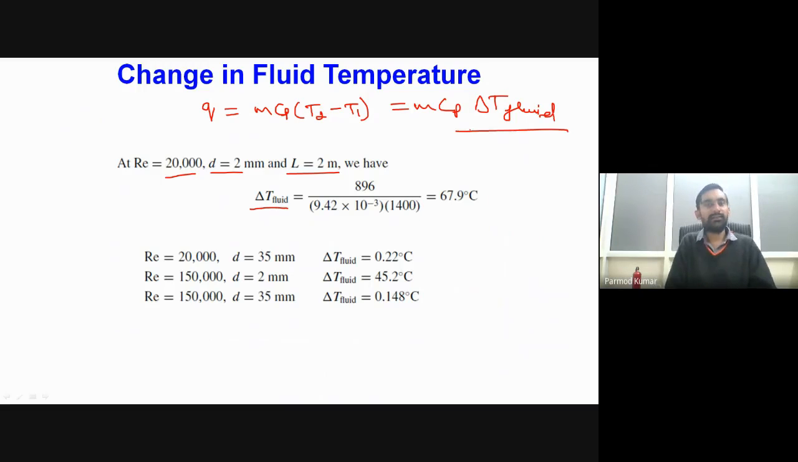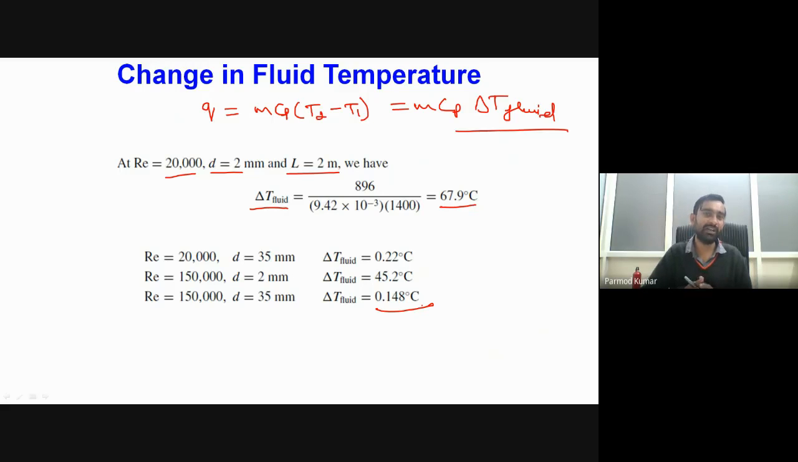Okay. So from this relation we find that the change of temperature for the lowest tube is 67.9 degrees Celsius, corresponding to the lowest Reynolds number. And then for the largest pipe diameter it is 0.22 degrees Celsius. Then it is 45.2 degrees Celsius in another case, and 0.148 degrees Celsius. Okay, so you can see once again the change of temperature is varying over a wide spectrum. For a few situations we have a very small change of temperature, and for a few cases we have large changes in the temperature.